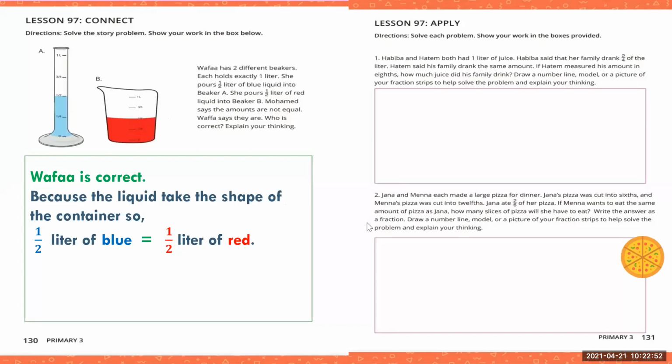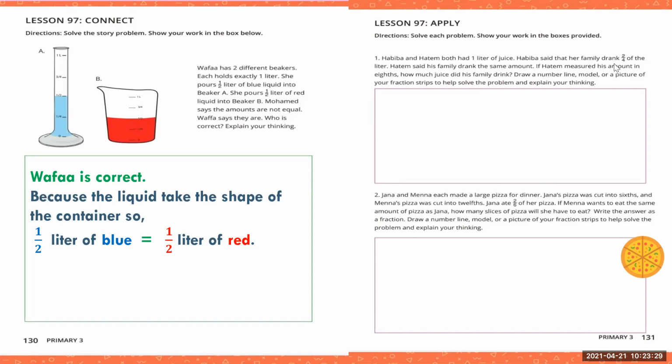So they are equal. Here we have half liter of liquid and here half liter of liquid, so they are equal amounts. Now, we will see if we can start this lesson, and if we can't complete, we will complete in the next session. Okay, number one here, Habiba and Hatem both had 1 liter of juice.